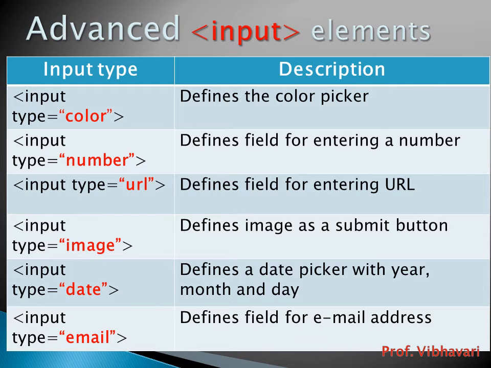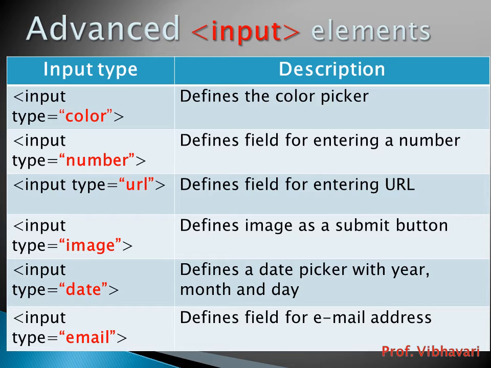Here I am showing a tabular format which represents the input type and its description. You can use input type equal to color, number, URL, image, date and email. When you include input type equal to color, it defines the color picker. Input type number defines a field for entering a number. Input type equal to URL defines a field for entering a URL. Input type equal to image defines the image as a submit button.